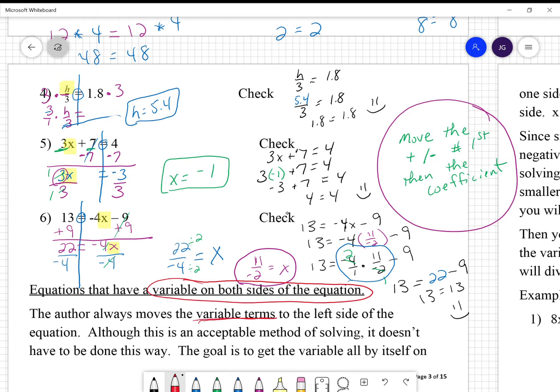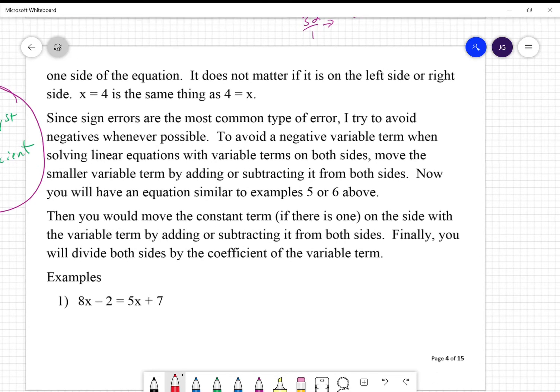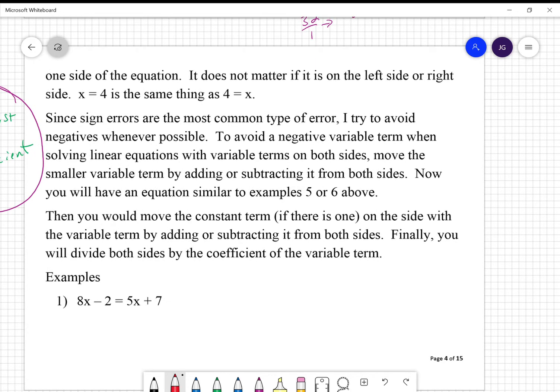And some of my students come in saying that my teacher taught me that I always have to have x equals. But it's okay. You can have x equals 4. That's the same thing as 4 equals x. It doesn't matter. Okay? I am going to let you do it either way. And the reason I say that is because sign errors are the most common type of error. So I try to avoid that.